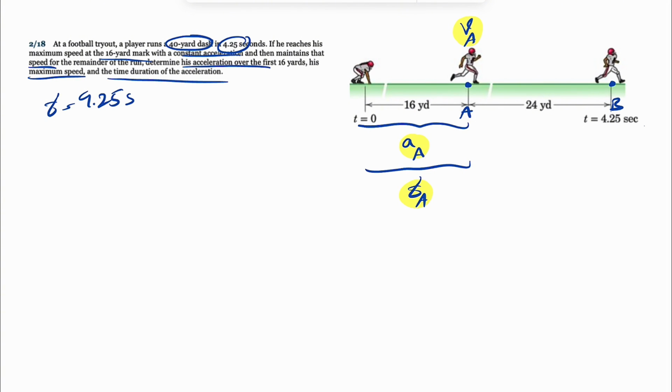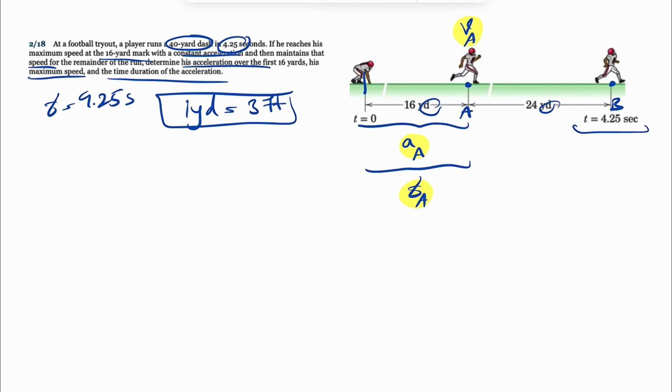Once we find that, the time from A to B would be 4.25 minus TA. So let's start with the first 16 yards. The units are in yards, so let's do the unit conversion. We know 1 yard is 3 feet, so from now on I'm going to multiply each of these by 3 to get the distances in feet.